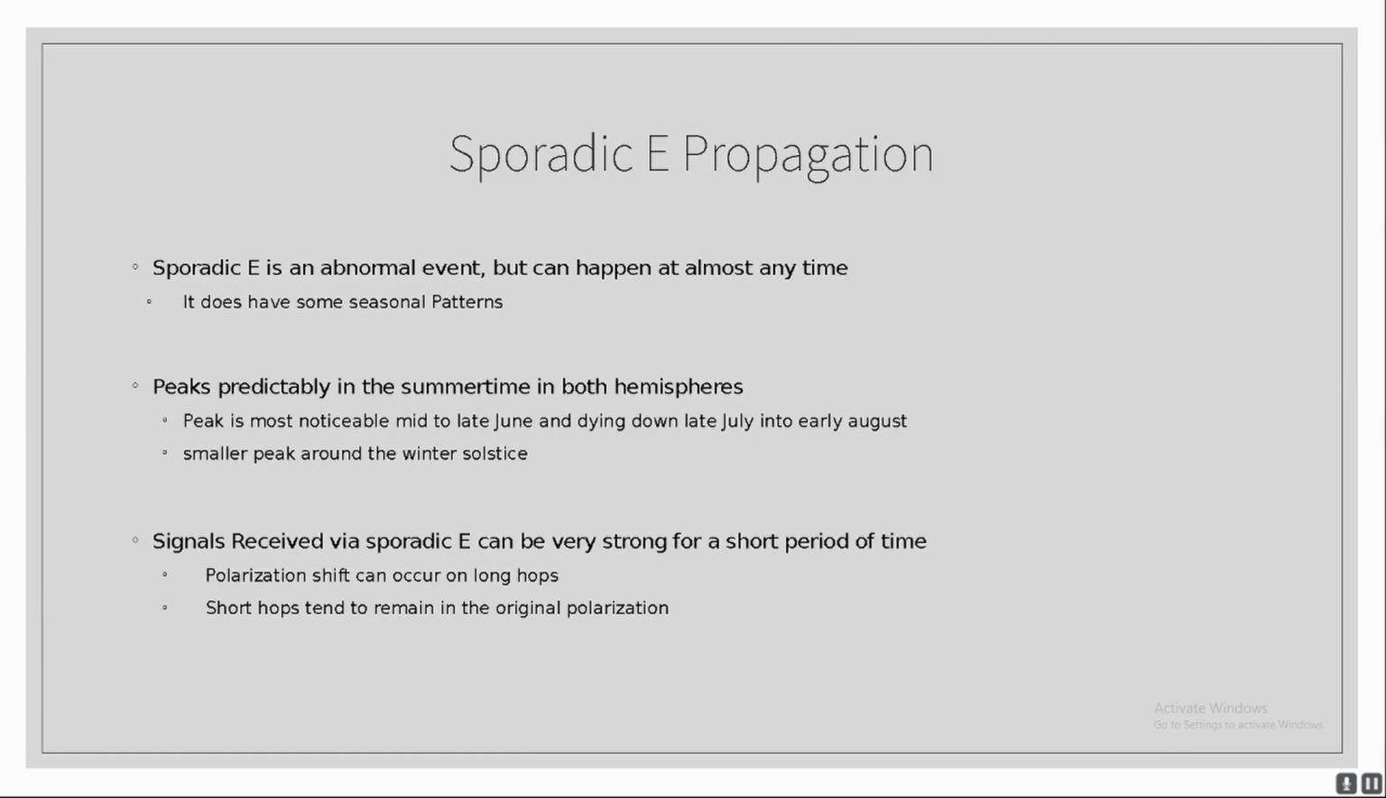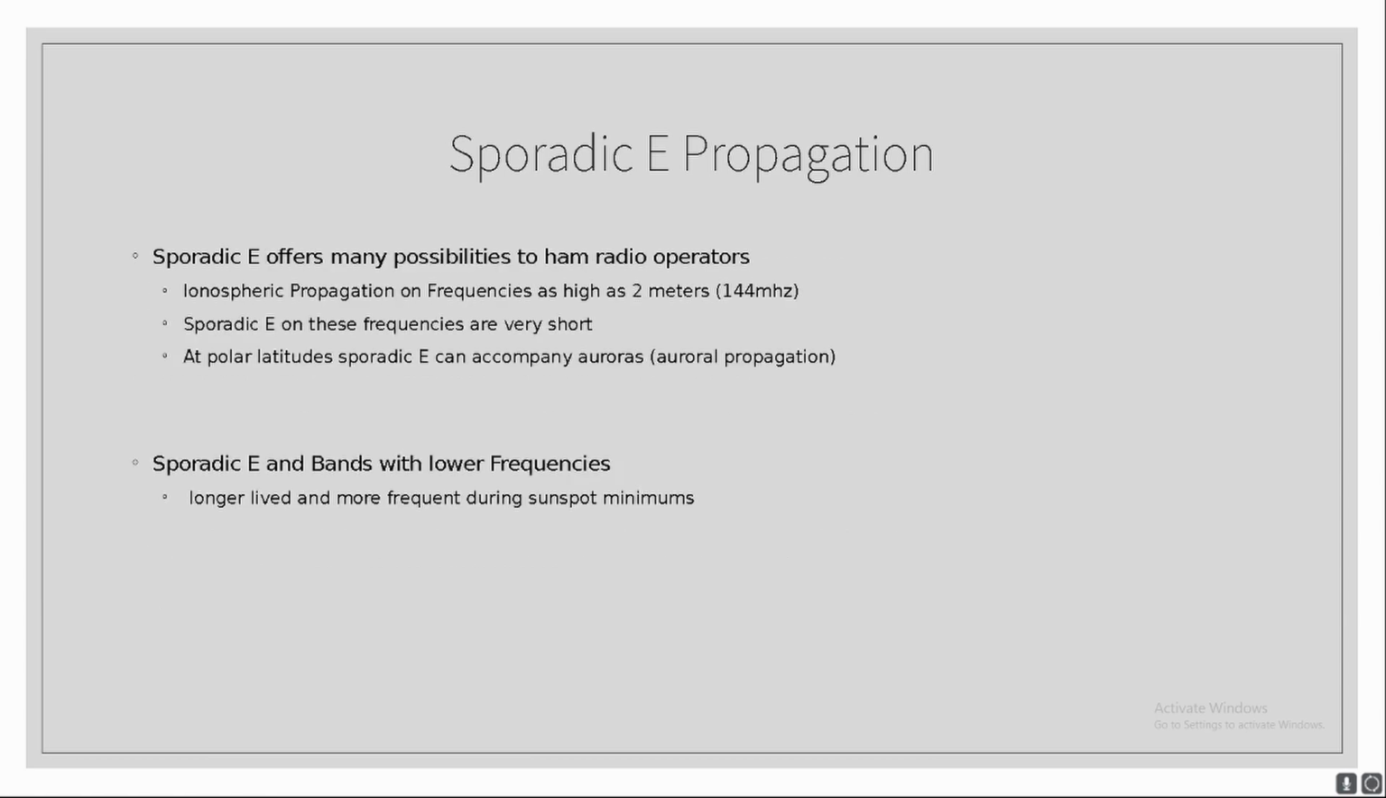Sporadic E is an abnormal event, but it can happen at almost any time. It does have some seasonal patterns, but it can happen just about any time. Predictably, in the summertime it peaks in both hemispheres. Signals received via sporadic E can be very strong for a short period of time. Polarization shifts can occur on the longer hops, but on the shorter hops it tends to remain in the original polarization. So sporadic E offers many possibilities for ham radio operators.